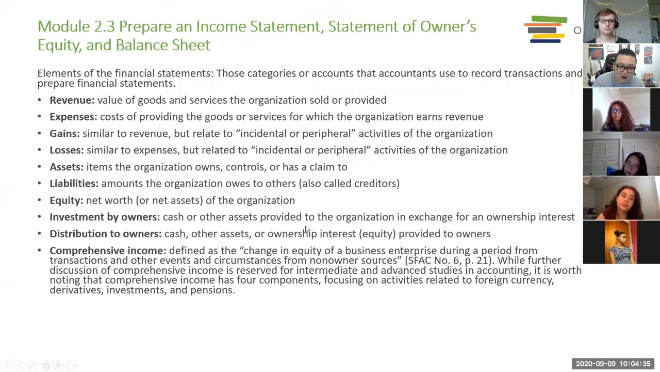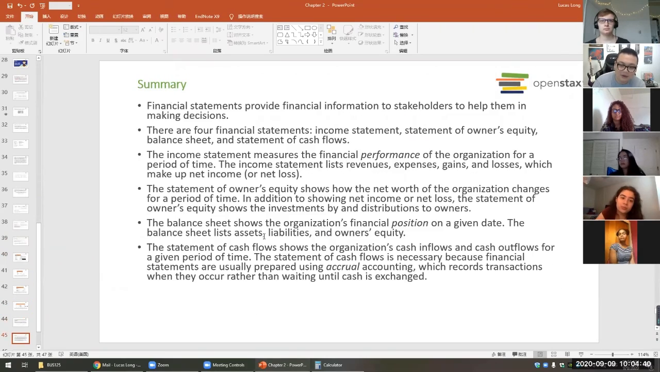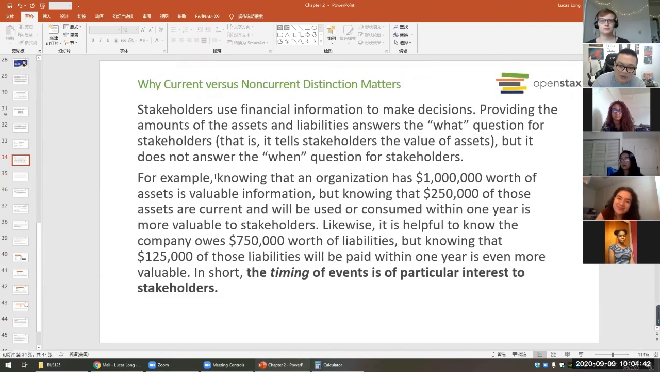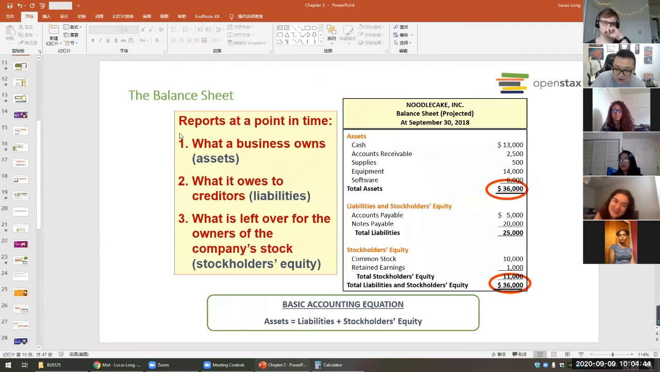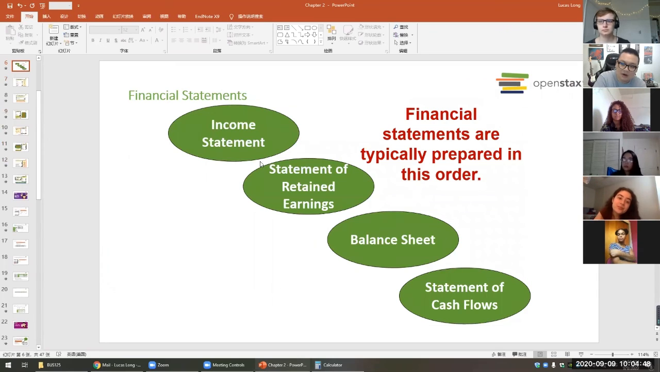So that will be all for this chapter. Actually, the rest of these things, we already talked about, so you don't need to worry about anything here. The majority thing I would like you to know for this chapter is that there are 4 basic financial statements: the income statement, the statement of retained earnings, the balance sheet, and the statement of cash flows. You do need to know in which order these are prepared: the income statement, retained earnings, and then the balance sheet, and then the statement of cash flows.